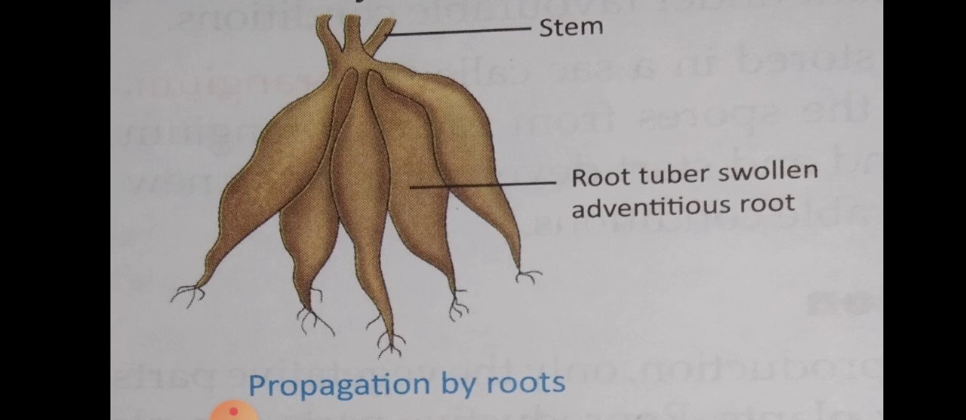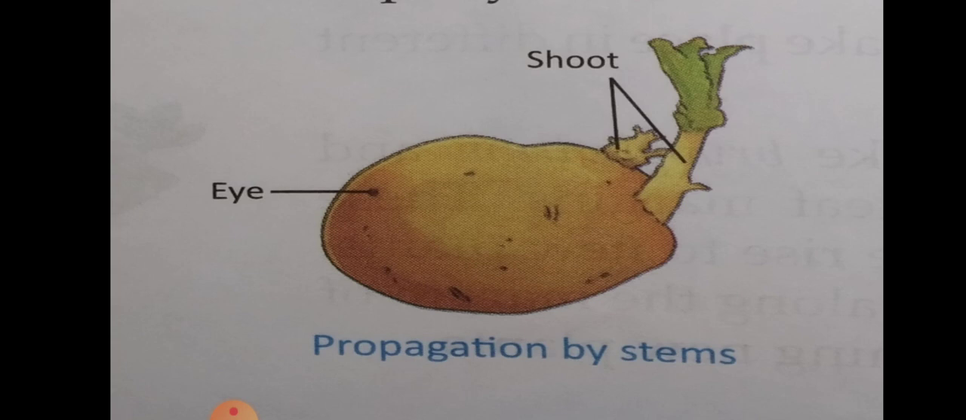Then we saw propagation by roots. For example, sweet potato and dahlia. They give rise to a new plant from their fleshy roots. Here the roots also help in vegetative propagation. Next, propagation by stem. These are underground stems that have been modified for storage of food and help in vegetative propagation. These stems have buds that give rise to new plants. Modified stems such as tuber, bulb, rhizome and corm help the plant to multiply.